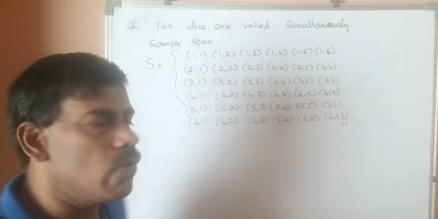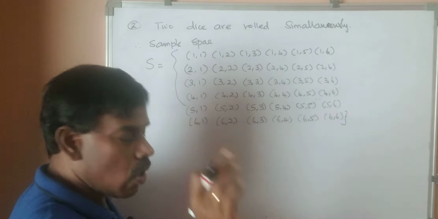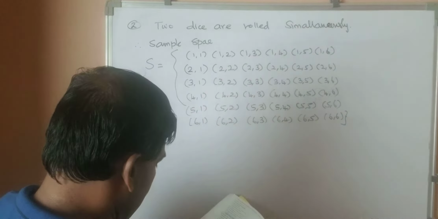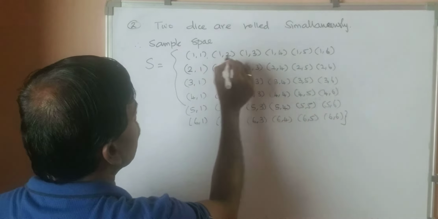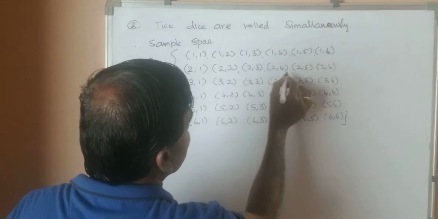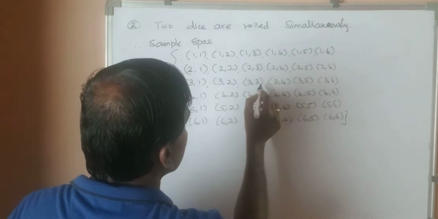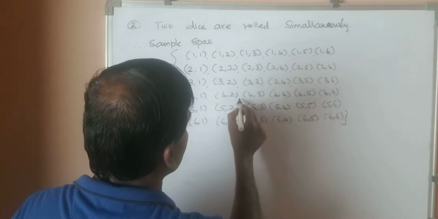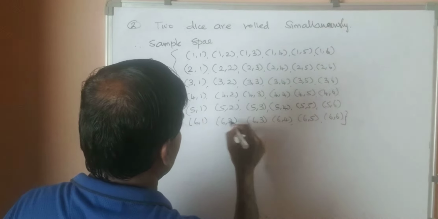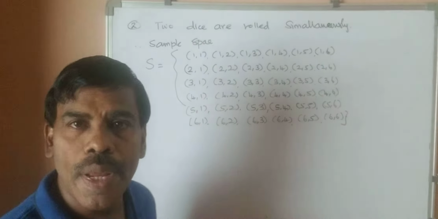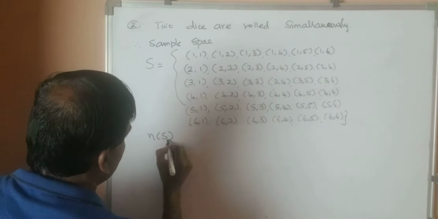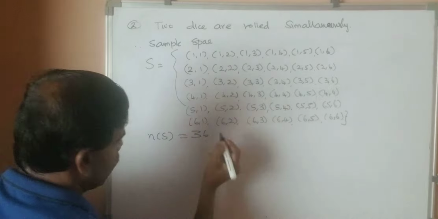Sample point means you will have to add how many elements or members are there. Okay. Now how many are there? You add it. So if you want, you can put a comma. That is very important, so it is easy to count. So naturally, how many are there? 36. So number of sample points equals 36.